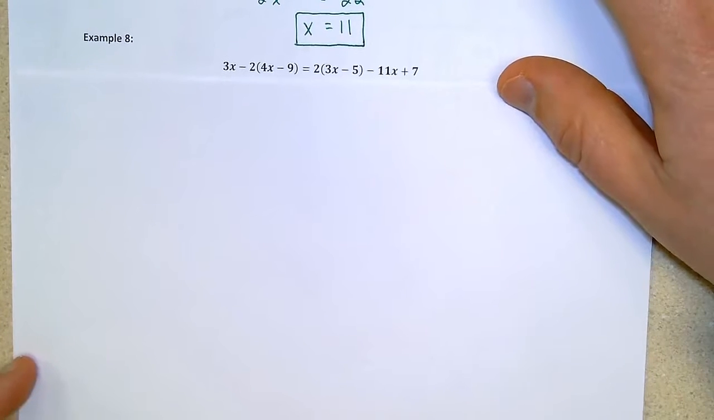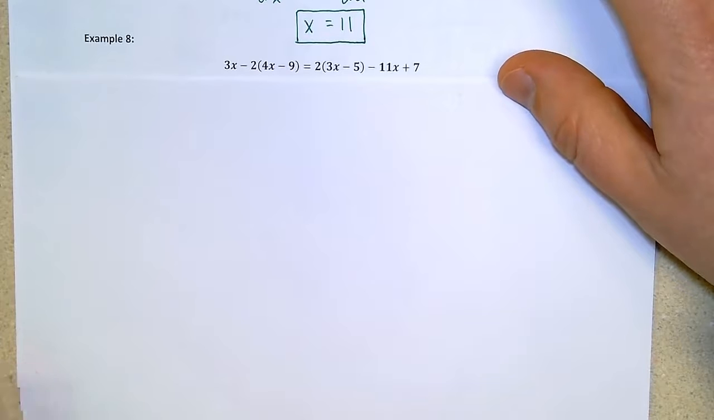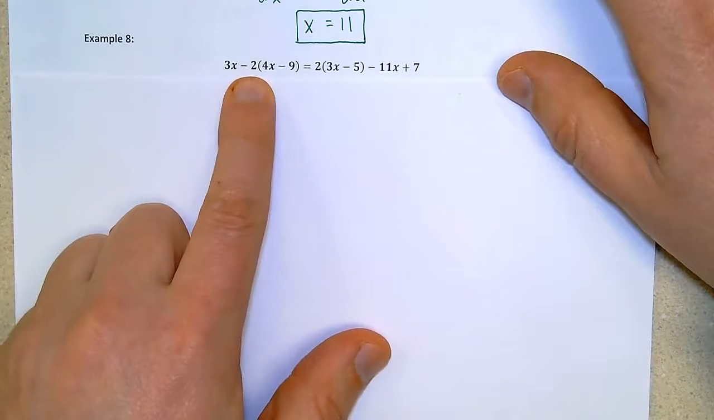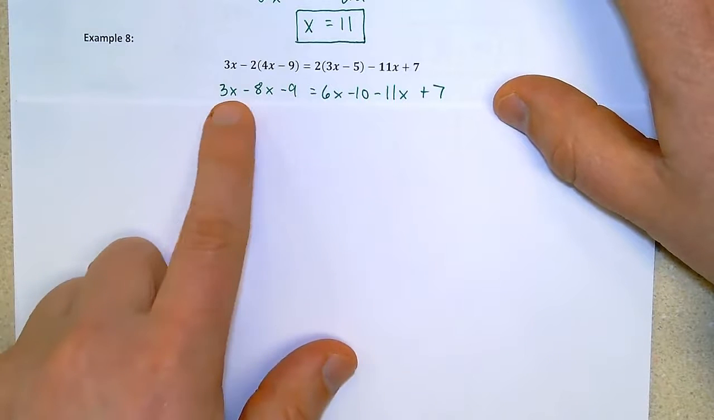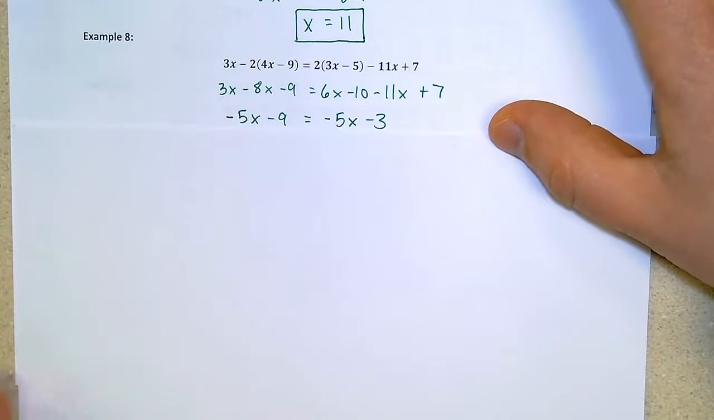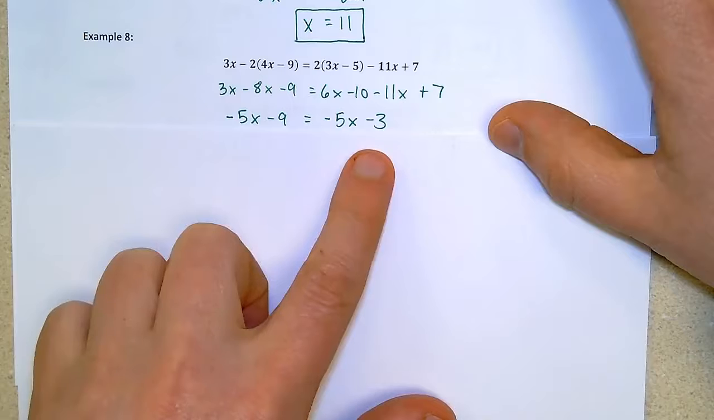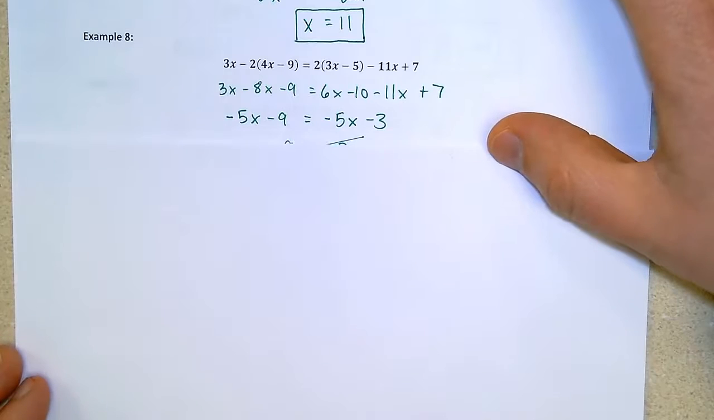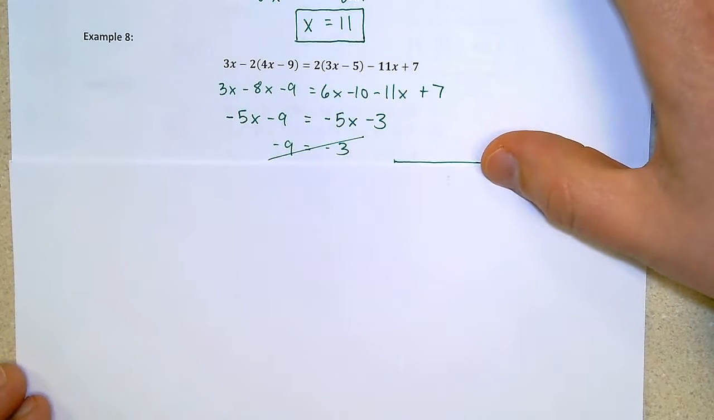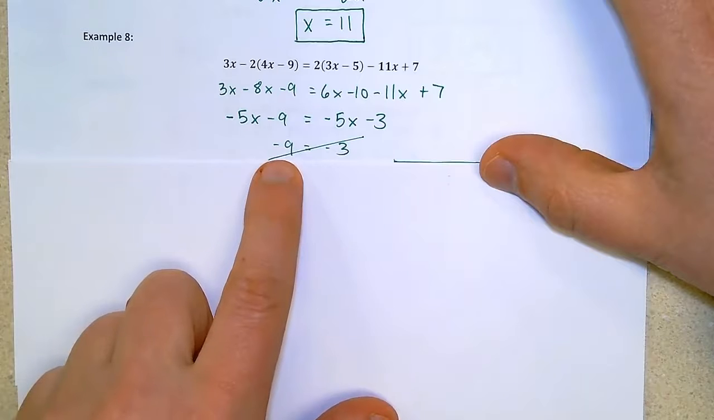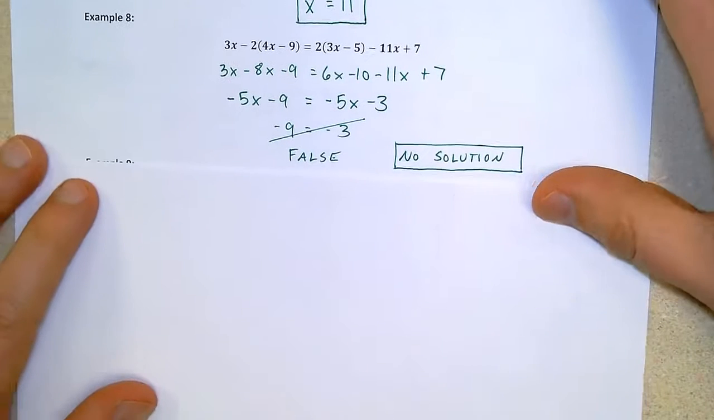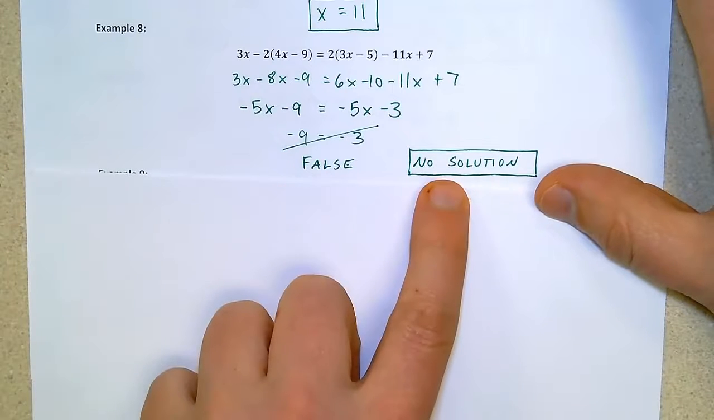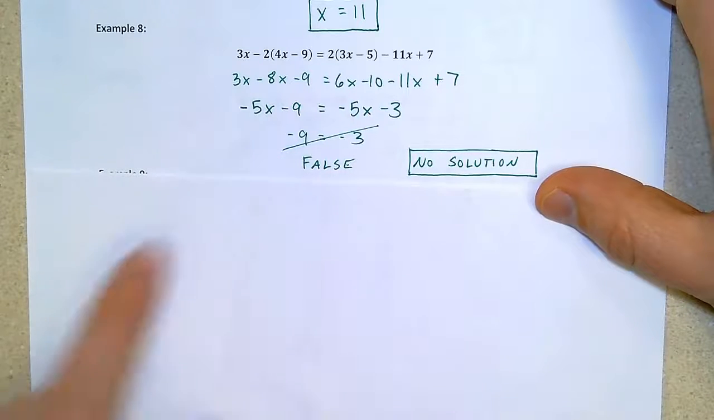Okay. Example 8. This should be getting pretty old and easy to do now. We distribute the numbers, gather together like terms on the left and the right, and we should be alerted here. When I add 5x to both sides, I get the sentence -9 equals -3, which is false. And we know false sentences means there are no solutions to the equation.